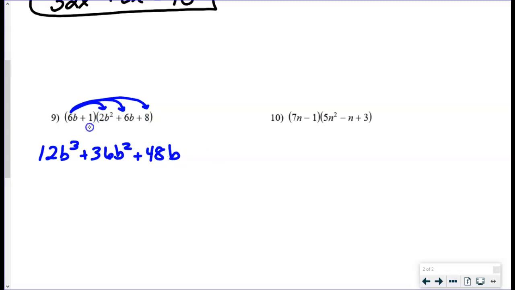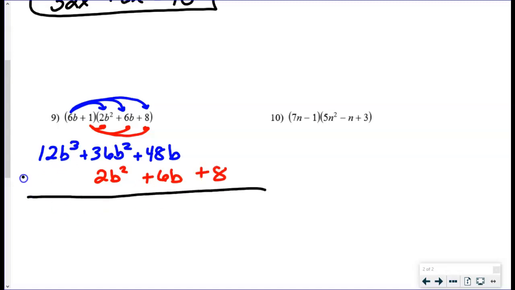Well, that's only half the distribution. Now you got to go through and distribute the 1 to everybody. Well, that's not too bad. But instead of making a really long line here, I'm going to write the terms underneath their like terms. So 1 times 2b squared is 2b squared. I'm going to write that underneath the other b squared term. And then 1 times 6b is plus 6b. And then 1 times 8 would be a plus 8. There's no other constants in the problem, so I'm going to write that off to the side.